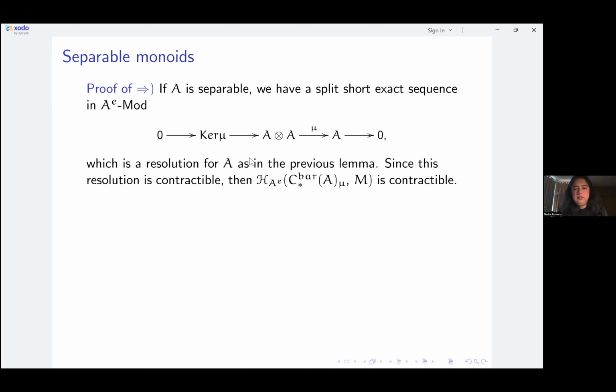So as you see, we have this very easy. If we were trying to do this directly with the bar resolution, we would be stuck for a while. Okay.